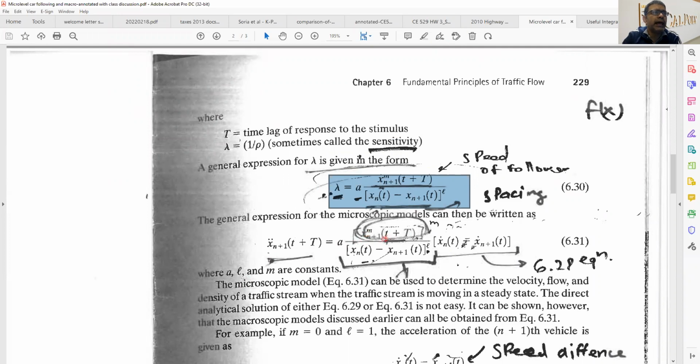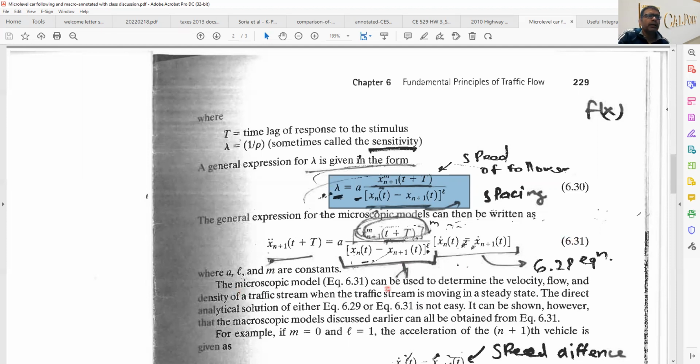xn plus 1 raised to power m, t plus capital T. A more correct way of saying that would be to take this whole thing and raise it to power m, because t plus capital T is not being multiplied. It's just defining the time at which you're observing that speed, raised to power small m, divided by the spacing and times the speed differential between the two, where a, l, and m are three different constants. So now you've combined equation 629 and 630 into equation 631.